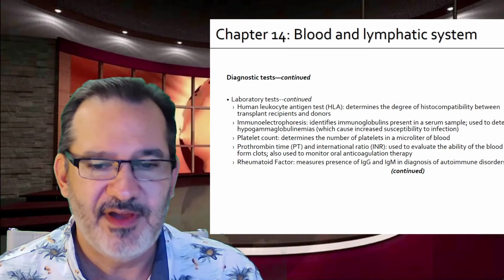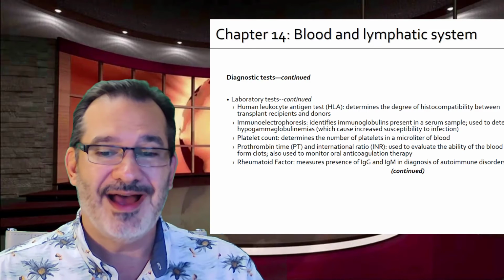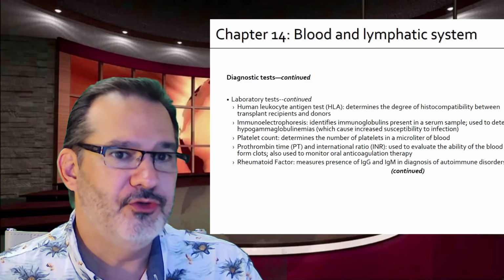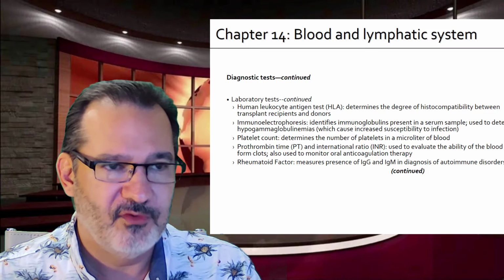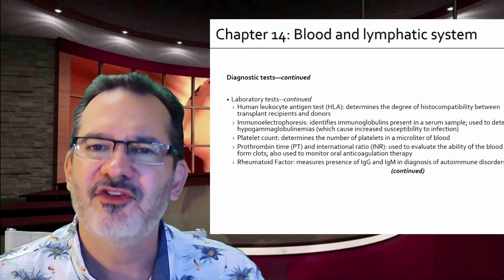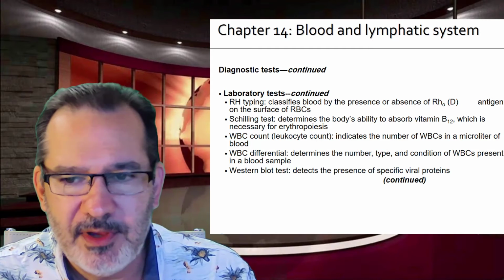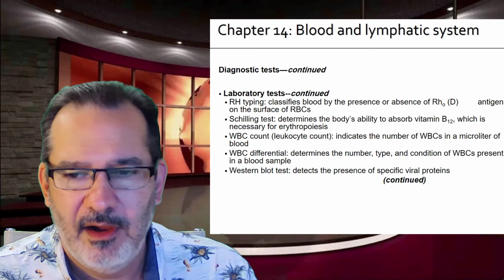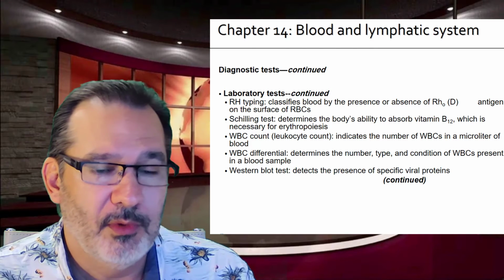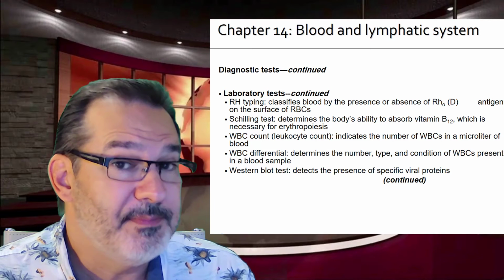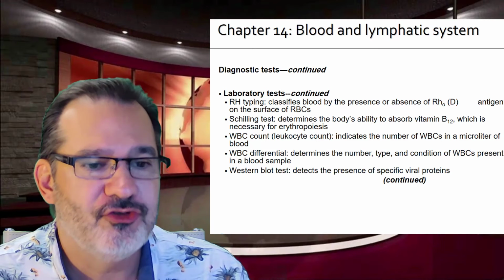And then the rheumatoid factor measures the presence of IgG and IgM. And again, that would be used in arthritis panels. Okay, RH typing. This is the antigen that we look for when we're doing blood type testing. So that ABO-RH.